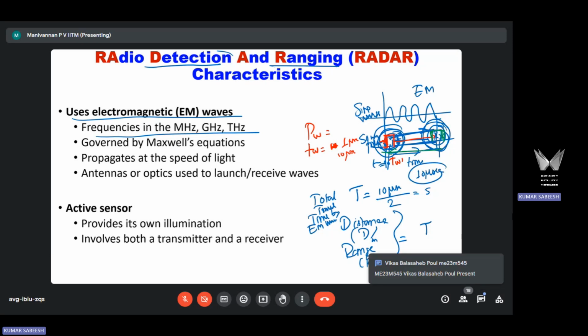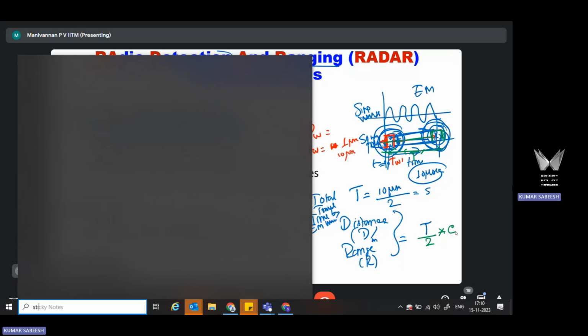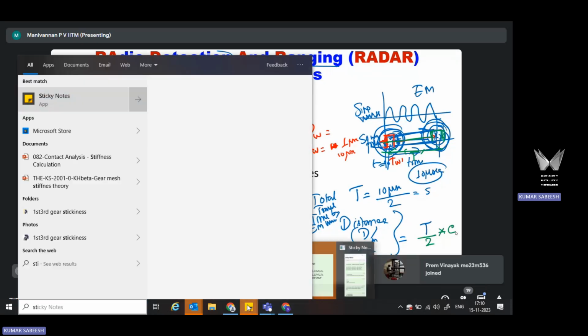This is the total time taken by the pulse to travel and return back. So the time is known, capital T. Now, capital T divided by 2 is the one-way travel time. Multiply it by the speed of the electromagnetic wave, which is nothing but c. That's it. This is how a simple radar works, detecting the range or distance.